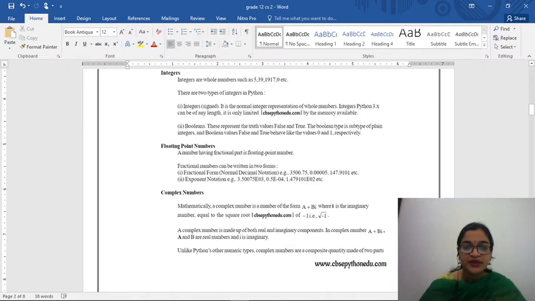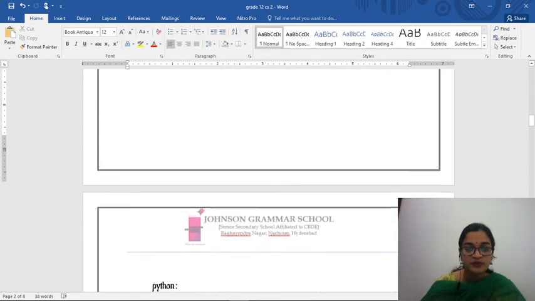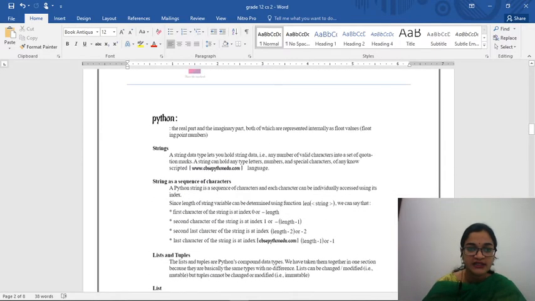Clear? So a complex number is made up of real and imaginary components, as you have seen. A and B are real numbers and I is imaginary. I have clearly mentioned that sub-point also. Unlike Python's other numeric types, complex numbers are a composite quantity made of two parts, like we have already seen: the real part and the imaginary part.